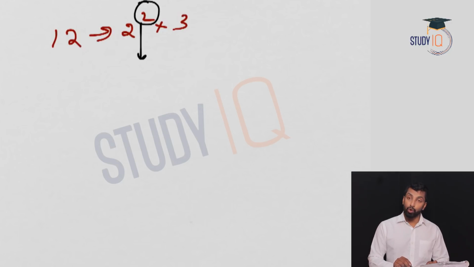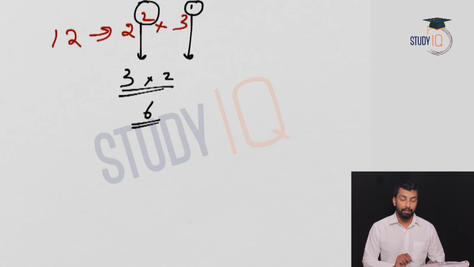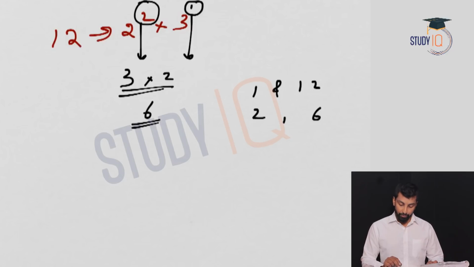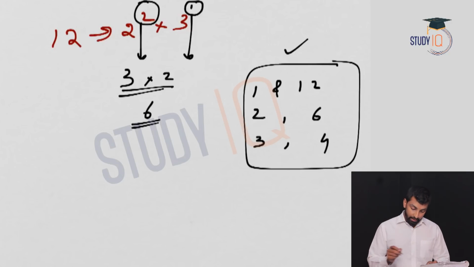So you can write as 2 plus 1, which is 3. Here it is 1, so you'll write 1 plus 1, which is 2. So 6 factors will be there for 12. What are the factors? 1 and 12. Obviously they are factors. Then 2, 6, they are factors. 3, 4, they are factors. So these are the 6 factors. So I hope this is clear.